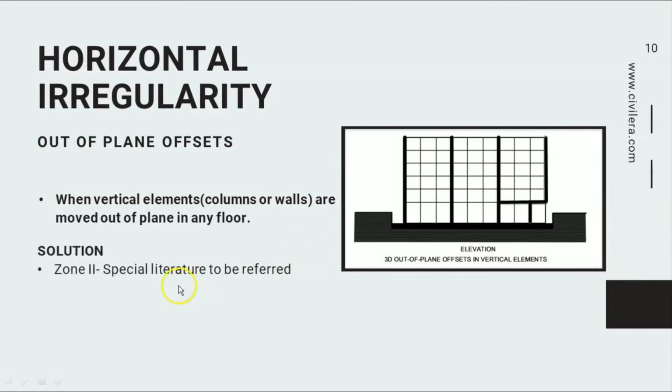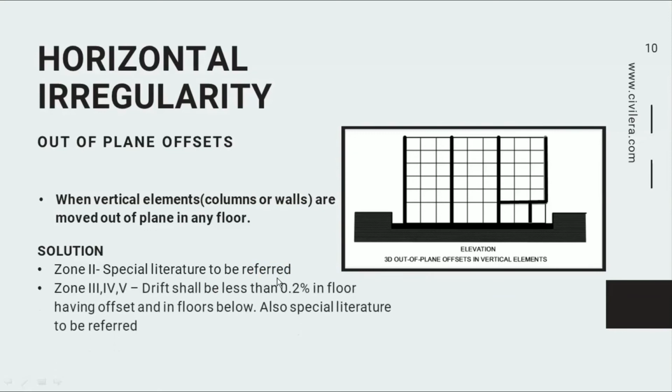Now in zone 2, special literature is to be referred to; that's the code provision for out of plane offsets. In zones 3, 4 and 5, the story drift due to lateral forces shall be less than 0.2% in the floor having the offset and in the floor below. Also special literature is to be referred to. Here the drift between this floor and the next floor should be less than 0.2%. That is one mandatory clause that the code tells you.